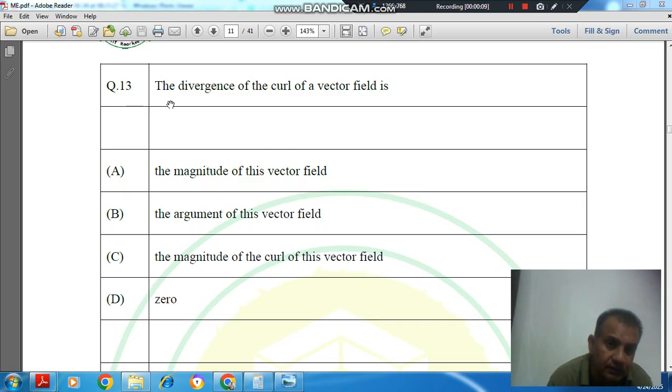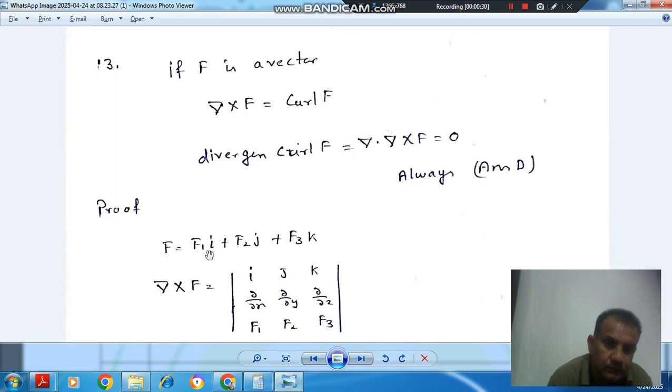Question number 13: the divergence of the curl of a vector field is: option A, the magnitude of this vector field; option B, the argument of this vector field; option C, the magnitude of the curl of this vector field; and option D, 0. So here, if F is a vector, then the divergence of the curl of F is 0.